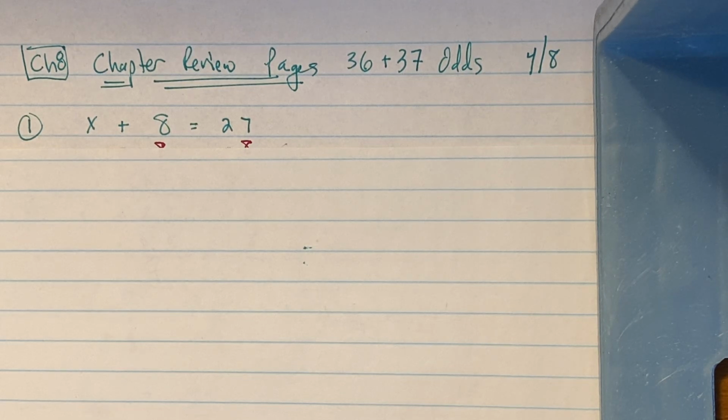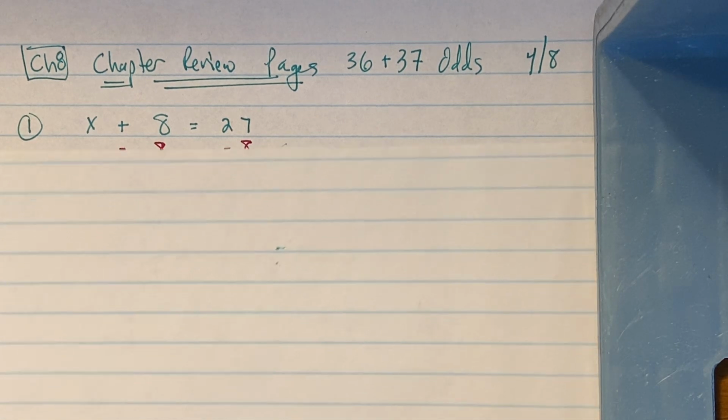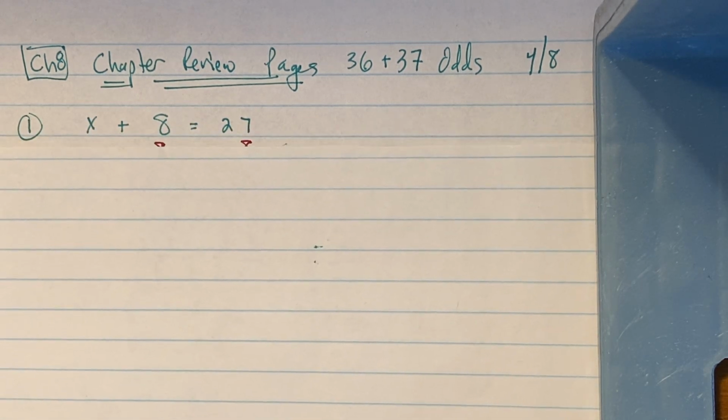We're correcting the Chapter 8 chapter review, pages 36 and 37 odds. This is a great opportunity to study for the test you'll be taking in a few minutes. It'll be similar to this. So if you get any wrong here, or have any challenges here, definitely try to figure out why before you take the test. All right. Solve for x.